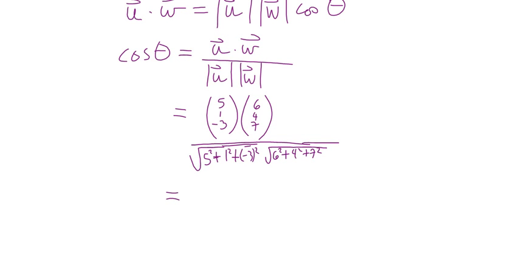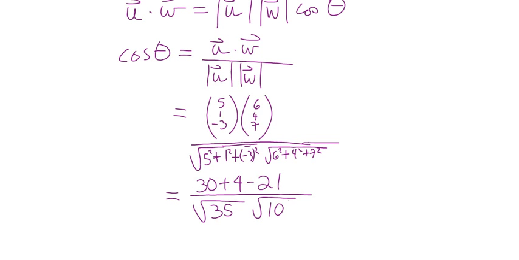Okay. Equals. Let's do the calculation. What calculation do I do to get the dot product? 5 times 6, 30, plus 4, minus 6, minus 21. Square root of what do we got? 25, 26, 35. So root 35. 36, 16, 52 plus 49, 101.